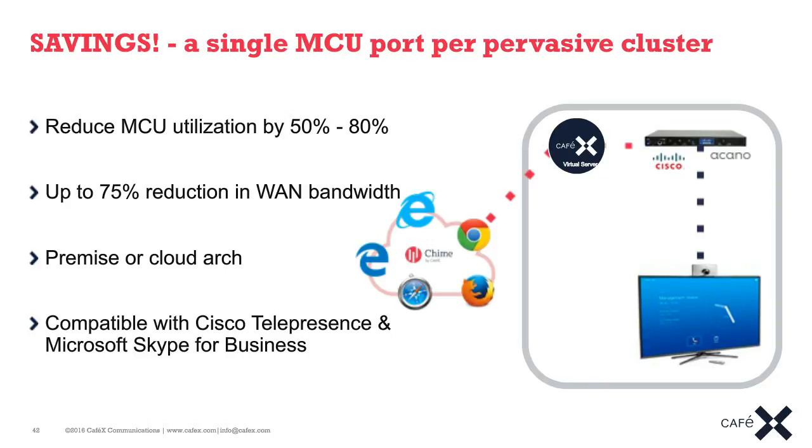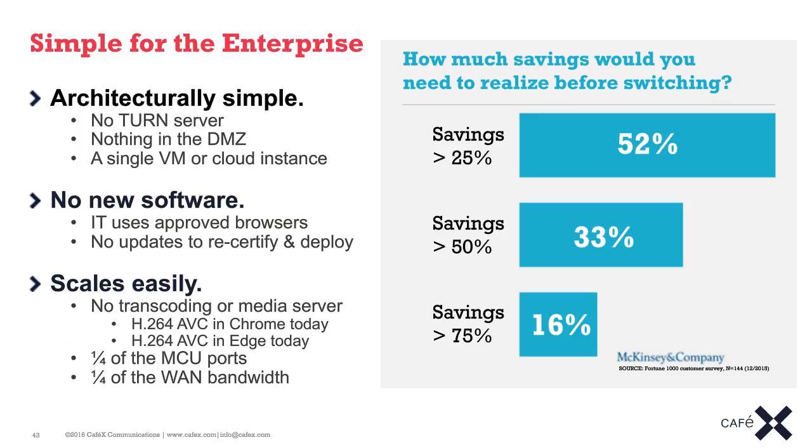And when we do that aggregation, when clients cluster together, that actually reduces WAN bandwidth too. So we don't have the same network impact that other solutions do, where each client is connecting into a single port of a conferencing server. Chime collects all those together, so we can actually reduce the WAN bandwidth. It's easy to deploy on-premise or in the cloud, and it's compatible with Cisco Telepresence as well as Microsoft Skype for Business. So that savings really translates to wonderful things for enterprise IT.